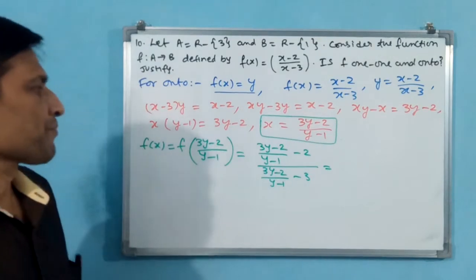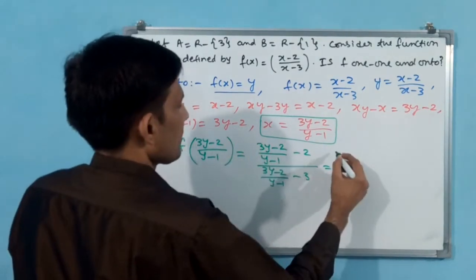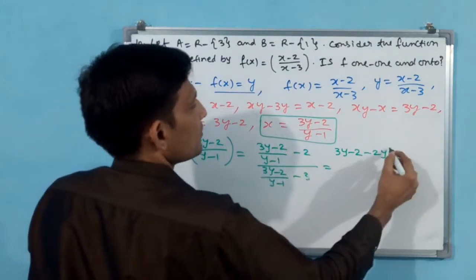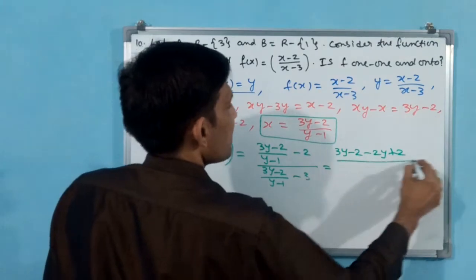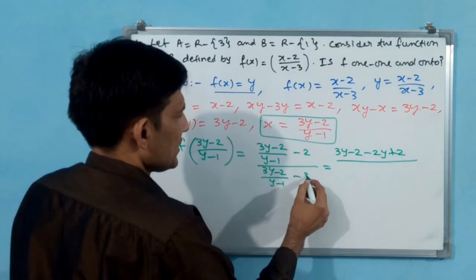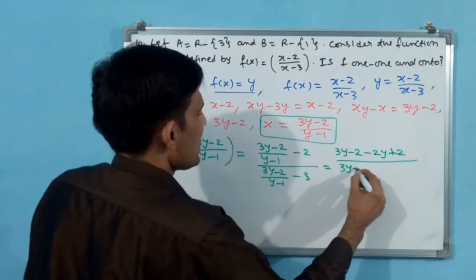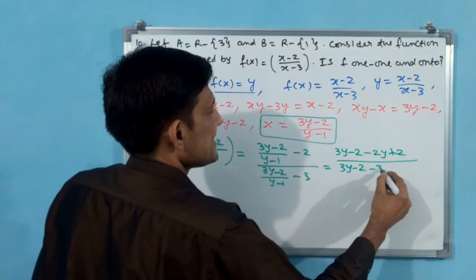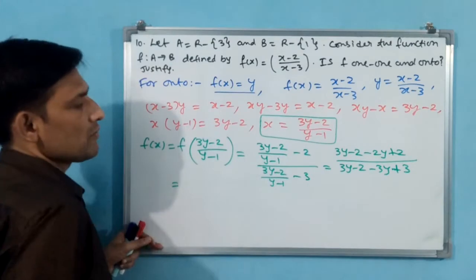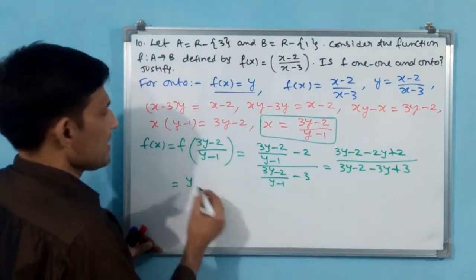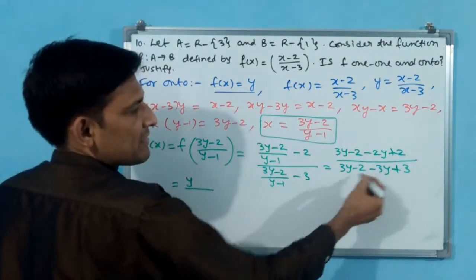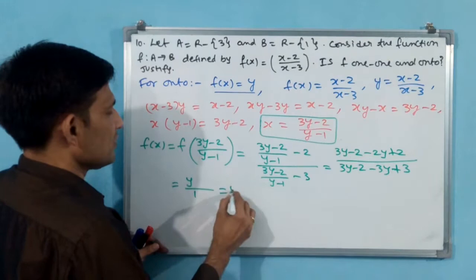That is equal to, okay. Now you cross multiply again. 3y minus 2 minus 2y plus 2, divided by y minus 1; denominator we need not write that two times. Then again 3y minus 2 minus 3y plus 3. Now you see, 3y minus 2y is y, minus 2 plus 2 is 0. 3y minus 3y getting cancelled. 3 minus 2 is 1. That is equal to y.